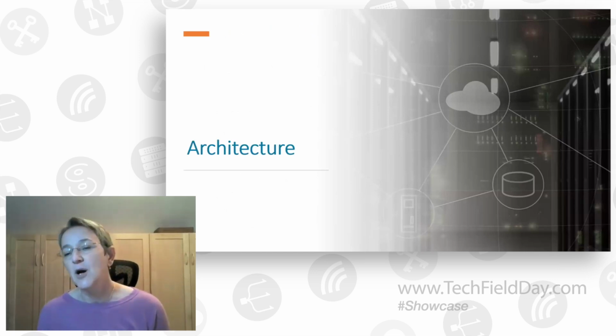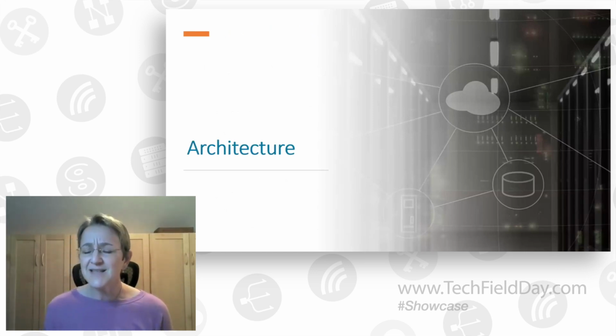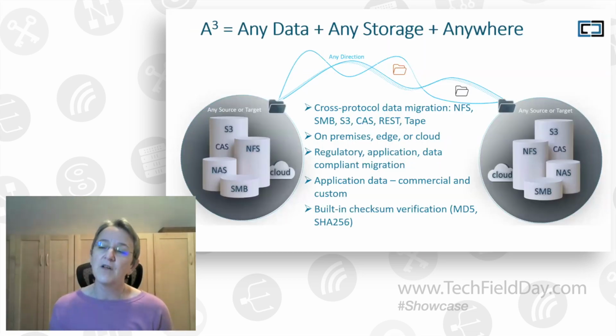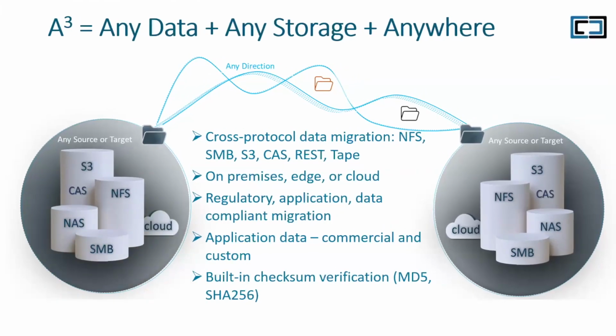So here I'm going to give you a couple of insights into our architecture of what we actually offer. We call this any to any, anywhere, or A cubed data migration. What I mean by that is that we can migrate any data. So we talk about unstructured data, but we're talking about application data, end user data. We migrate this across any storage, including any unstructured data protocol. So we support NFS, SMB, S3, CAS, REST. We can even address some tape use cases.